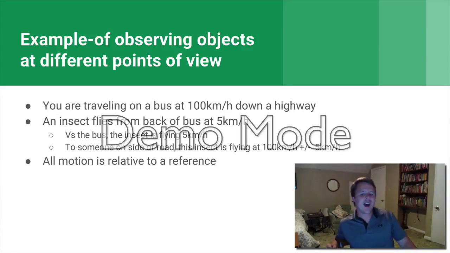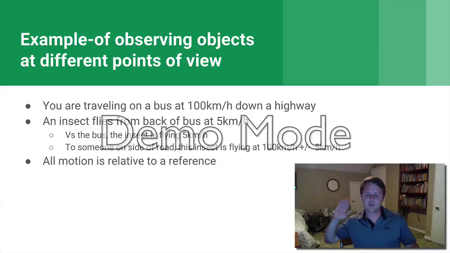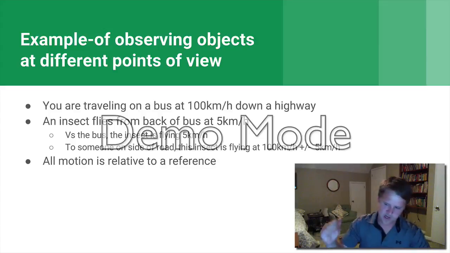Example of observing objects at different points of view. You are traveling on a bus at 100 kilometers an hour down a highway. An insect flies from the back of the bus at 5 kilometers an hour. So while you're on that bus, versus the bus, the insect is flying 5 kilometers an hour. To someone on the side of the road, this insect is flying at 100 kilometers an hour, plus or minus 5 kilometers an hour, depending on if it's going forwards, backwards, or sideways.